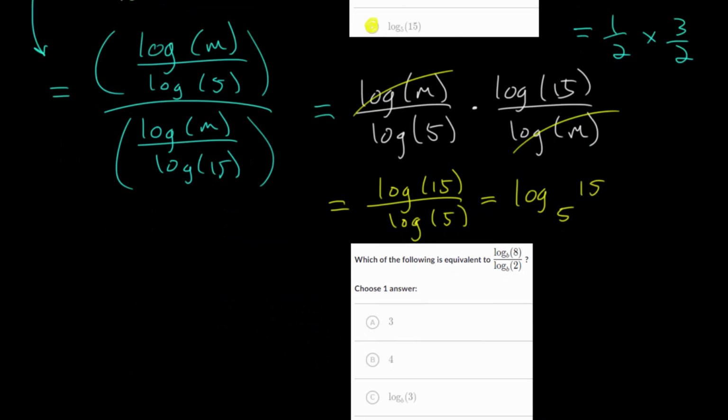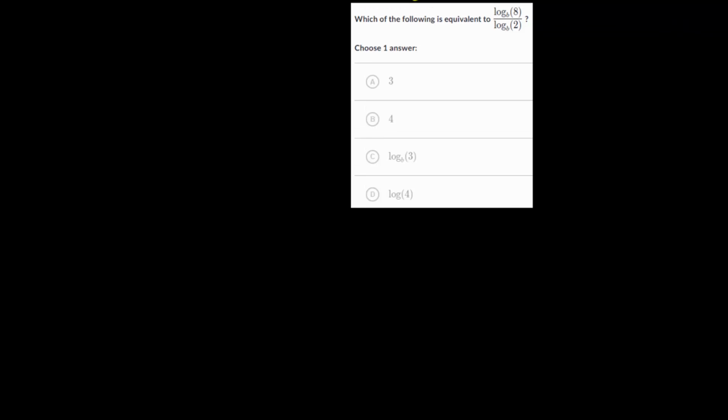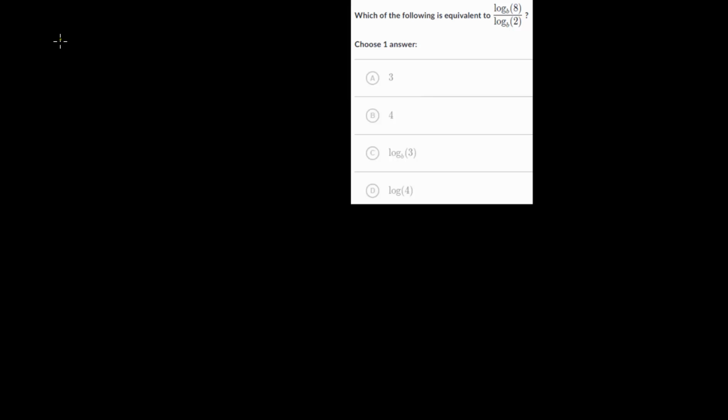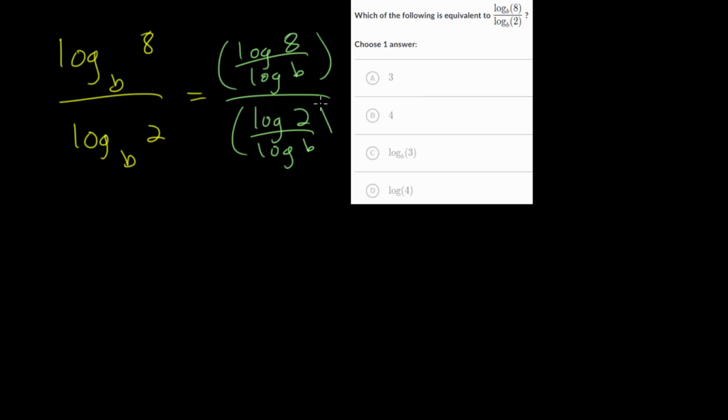And let's just do one more problem. So we have another quotient here, very similar to our last one. We have log base b of 8 divided by log base b of 2. We're going to apply our change of base rule to the top and the bottom. And we'll use common log again. So we have common log of 8 divided by the common log of b. And we'll divide this by the common log of 2 divided by the common log of b.